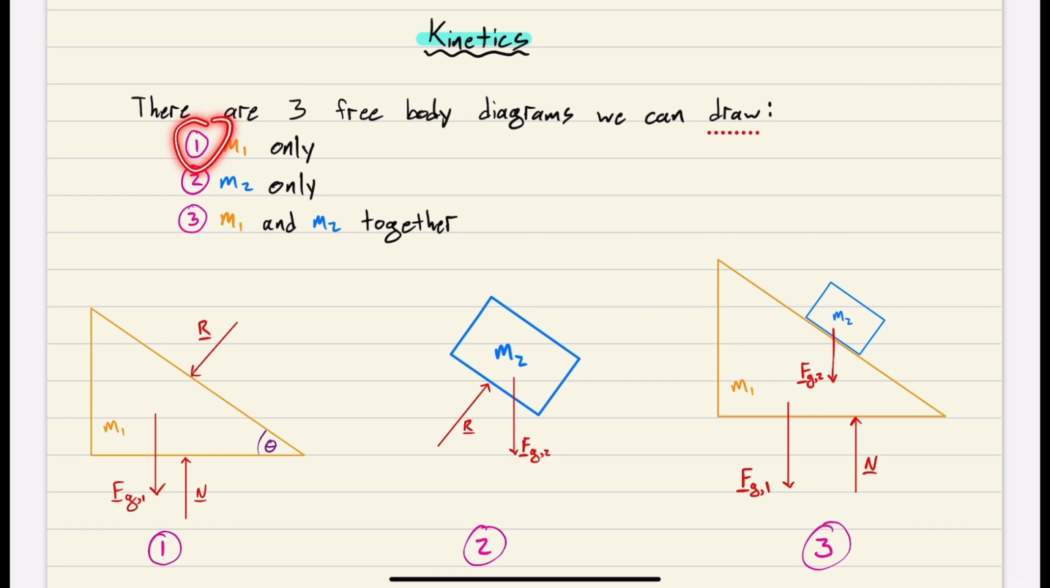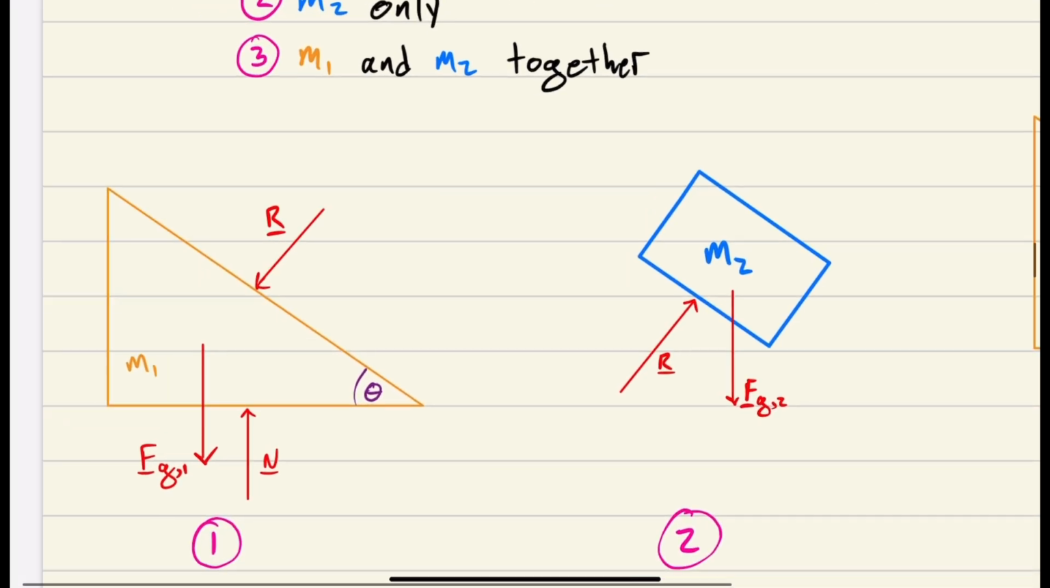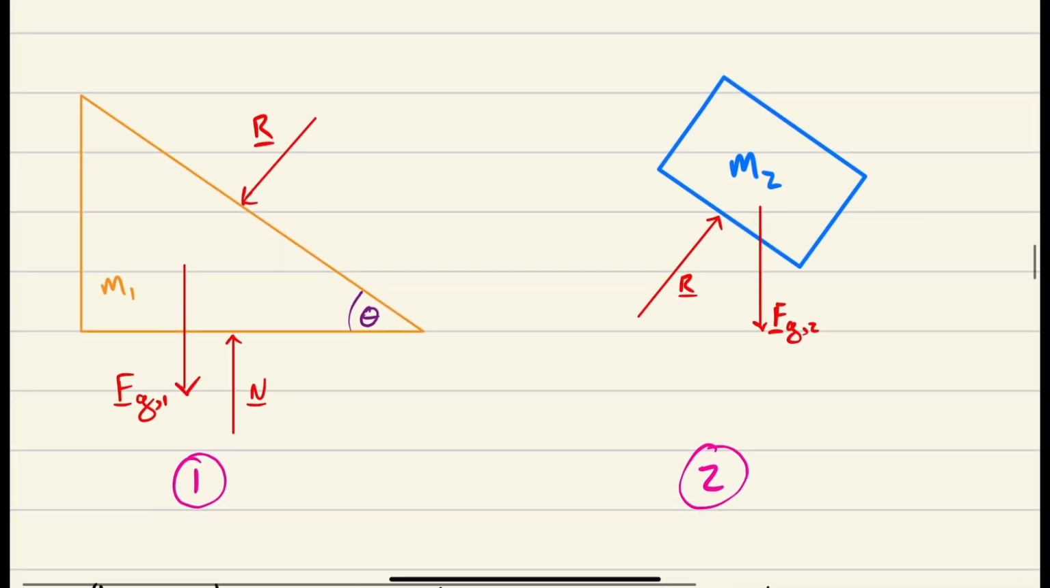The first one is of just the wedge, just M1. The second free body diagram we can draw is just the box, just M2. And the third free body diagram is M1 and M2 together, the whole system as one. So let's just quickly go through these free body diagrams.